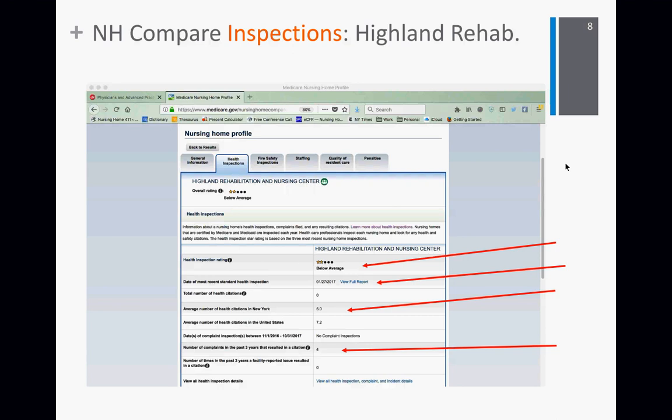Number of times in the past 3 years a facility-reported issue resulted in a citation: 0. What that means is they're looking at what the facility itself reported. Now, facilities are required to report to the state agency, to New York State, that's the Department of Health, when there is a problem. Keep in mind that nursing homes have a serious, I would say, a profound duty to ensure that their residents are safe and that they are provided the appropriate care to meet their needs. So a facility, because they have really so much control over a resident and his or her life, is required to report when there has been a problem.